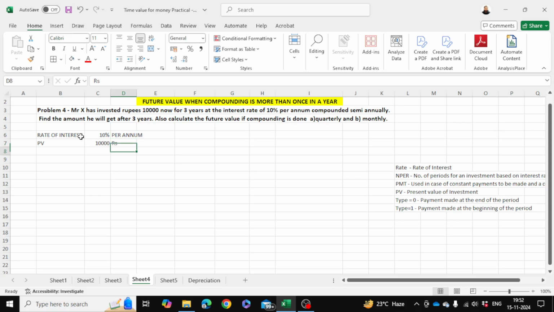Then you have to mention the year. This is 3 years, right? And period in case of annual mode will be 3. So we will be just learning how it is mentioned. Annually it is, and period in case of annual mode is 3, but here we have to take it for semi-annual mode first. So I can write it down here.